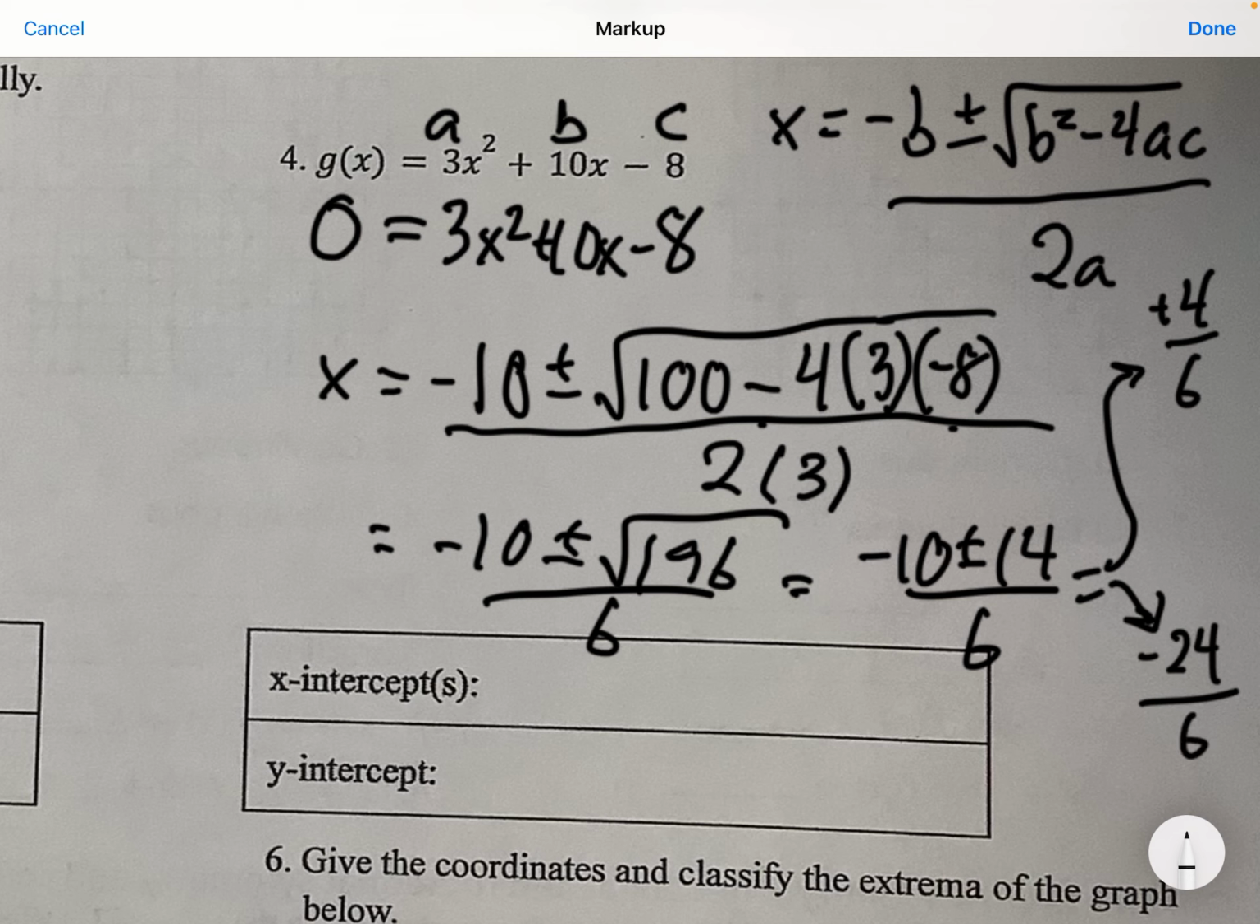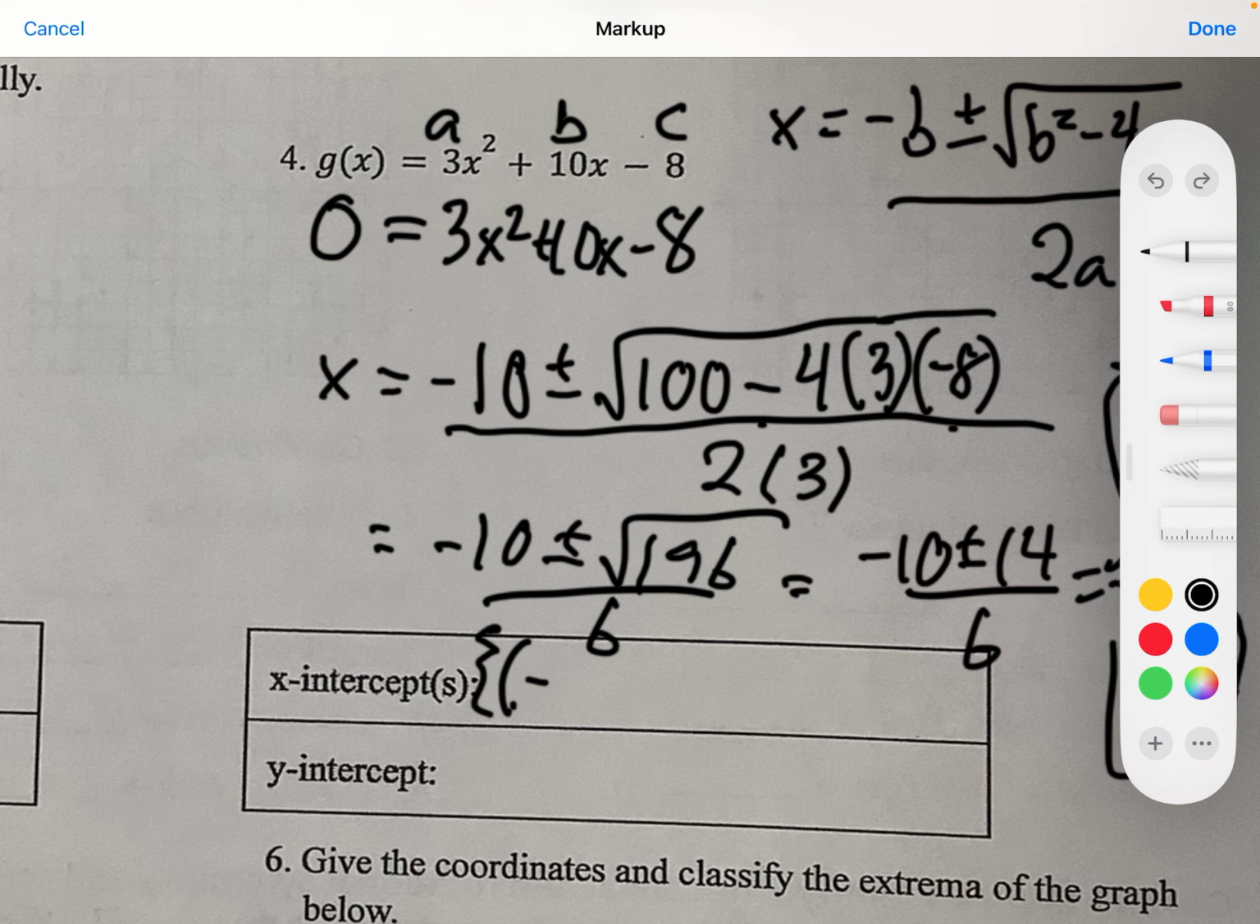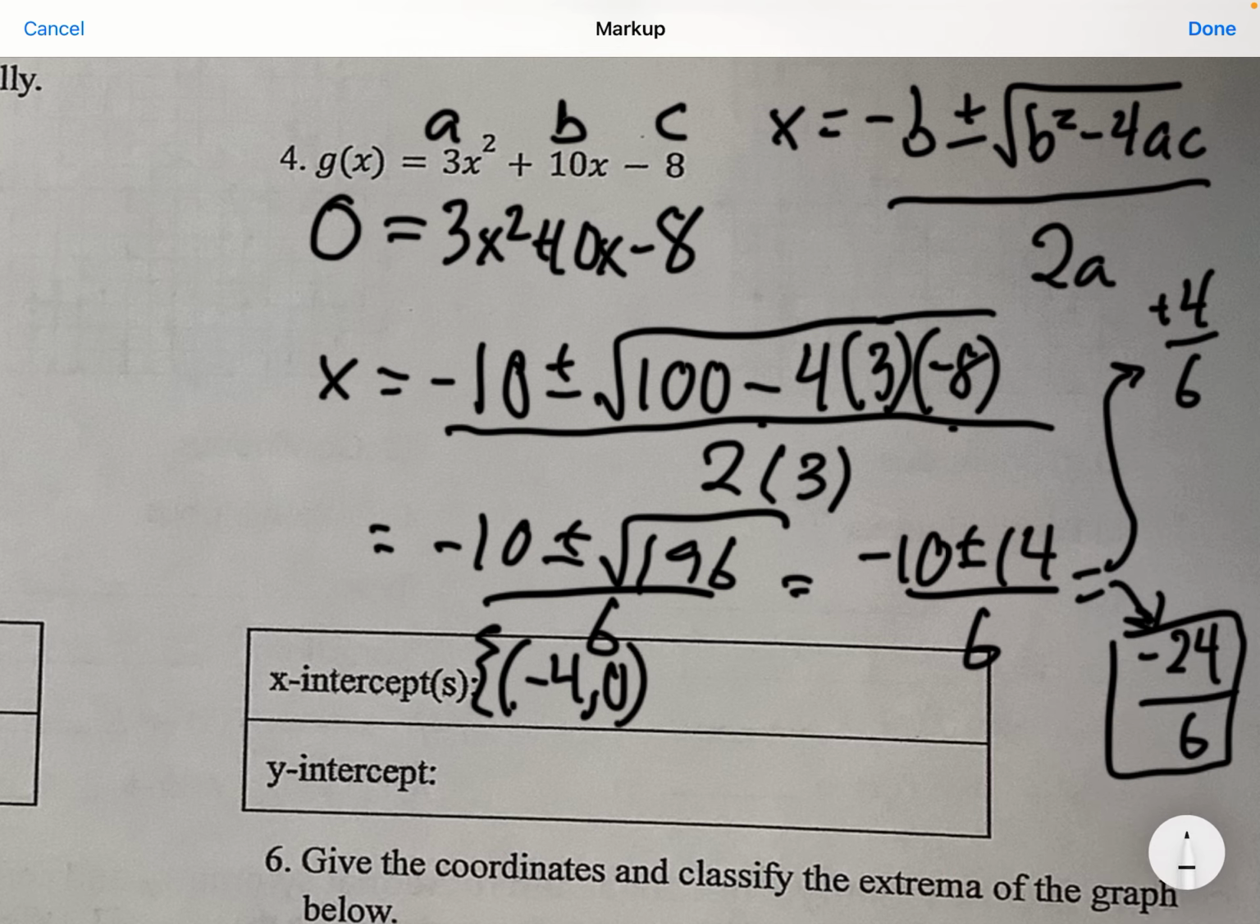So the results are the x-intercept is one of two things. Either negative 24 over 6, well, 24 divided by 6 is 4, so this will be negative 4, comma 0, because the y will be 0. Negative 4, comma 0. And 4 over 6, we can simplify that by dividing the top and bottom by 2, and you'll get 2/3. So 2/3, comma 0. And those are our x-intercepts.